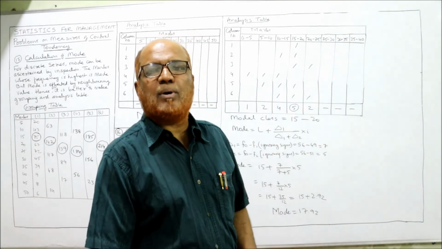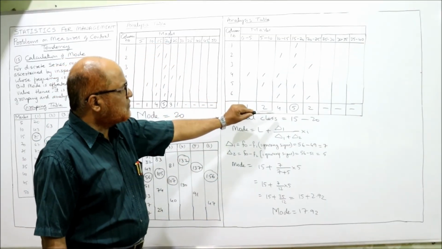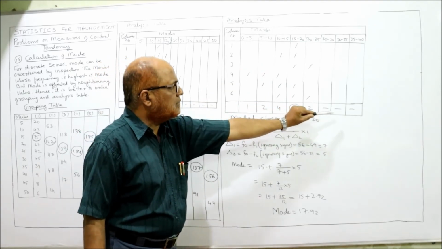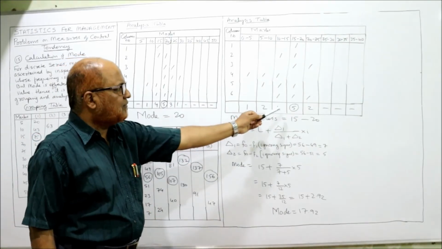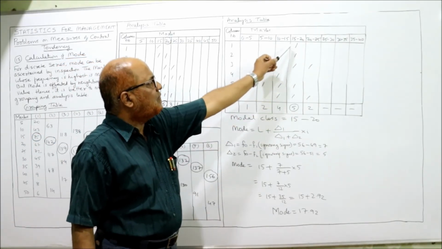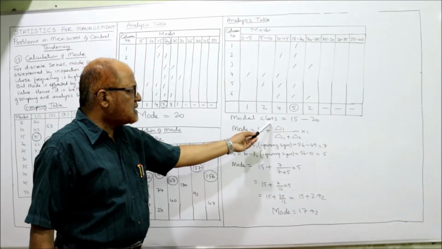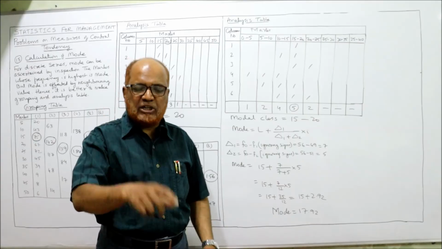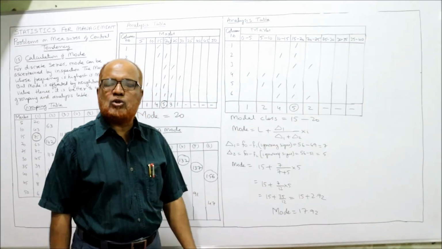Now calculate the number of bars in each column. First column 1 bar, 2 bars, 4 bars. Then 5 bars, 2 bars, 1 dash. Highest number of bars are 5. In which column do we have? 15 to 20. The modal class is 15 to 20. That means mode lies between 15 to 20.